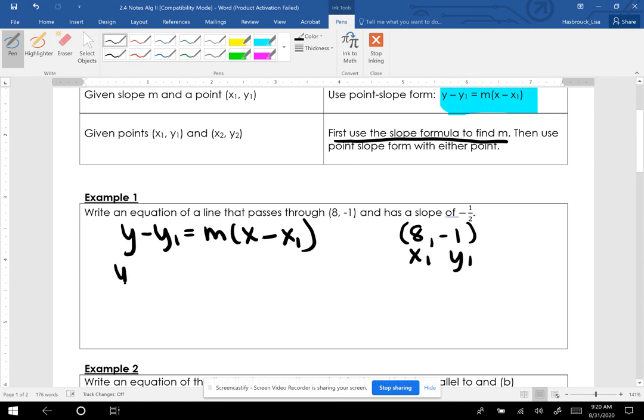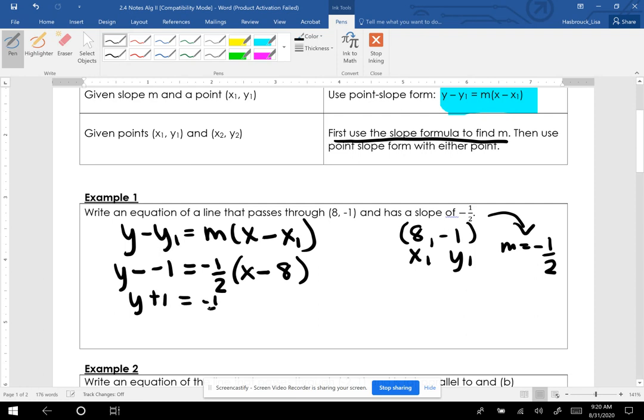So when I substitute, I do y minus y1, which is -1, equals, our m is the slope. So in this case, it's -1/2. I'm going to replace m with -1/2 times x minus, my x1 is 8. The only other thing we need to do right now is change this to a plus. Now, depending on the directions, you may or may not be able to leave it this way. If they don't tell you to leave it in point-slope form, then you'll want to rearrange it into slope-intercept form.